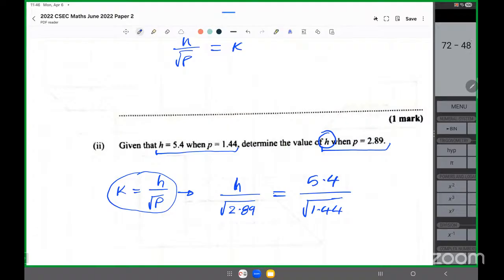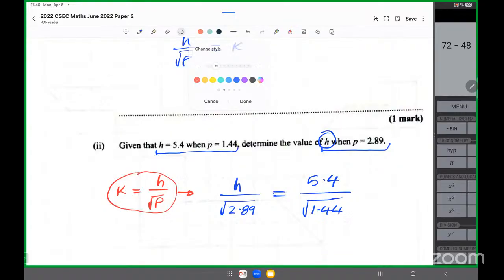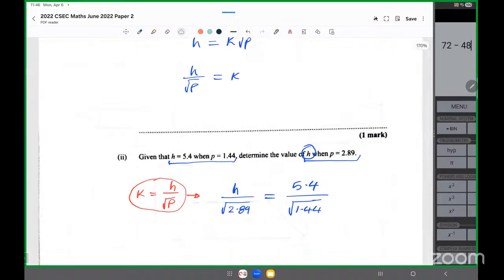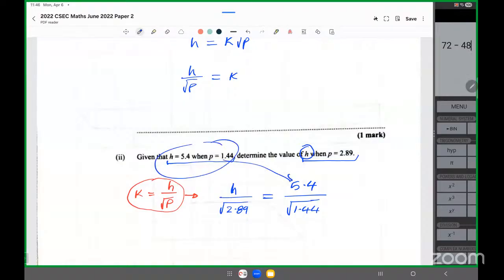That is it. Using this information, I'm putting this part in red for you. Let's change that to red. That's what we know from up here. H over square root of P is a constant for any pair of values. They give us this pair, I'm putting it here. And I want to use this pair now to calculate the H. What is the H when the P is this? So I put that here.